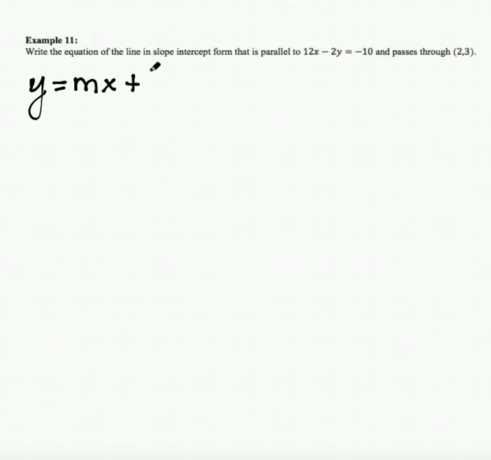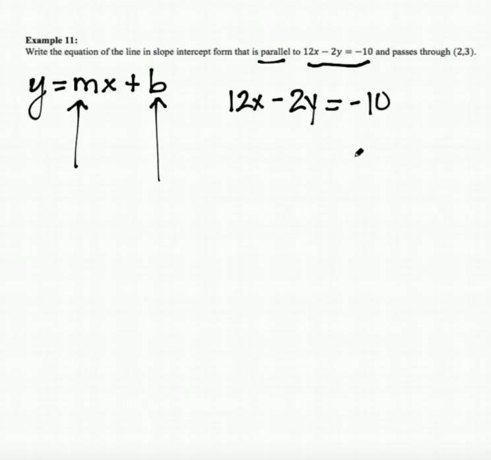plus b. We're going to need to figure out what slope we're going to use and what the b is going to be. We need those two pieces of information to write our final equation. So they tell us in the problem that we are parallel to this line, 12x minus 2y equals -10. If I'm parallel to that line, that means that I have the same slope as that line.